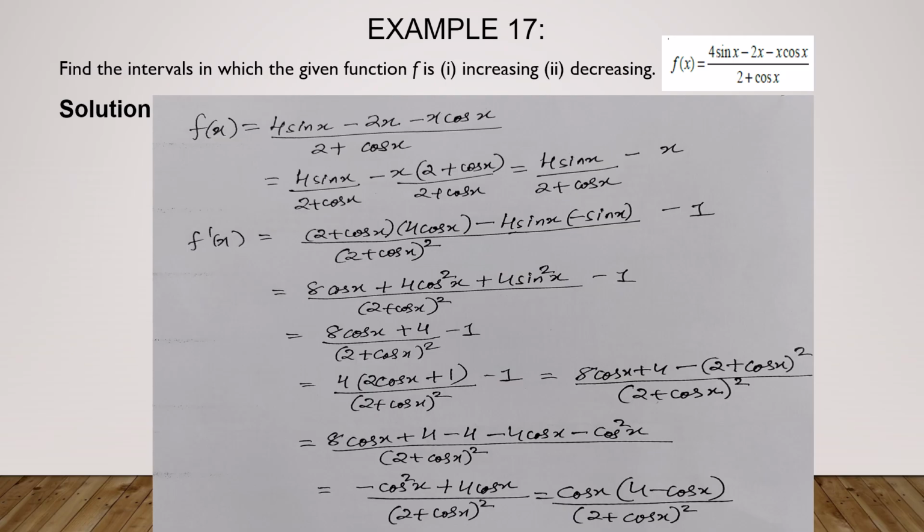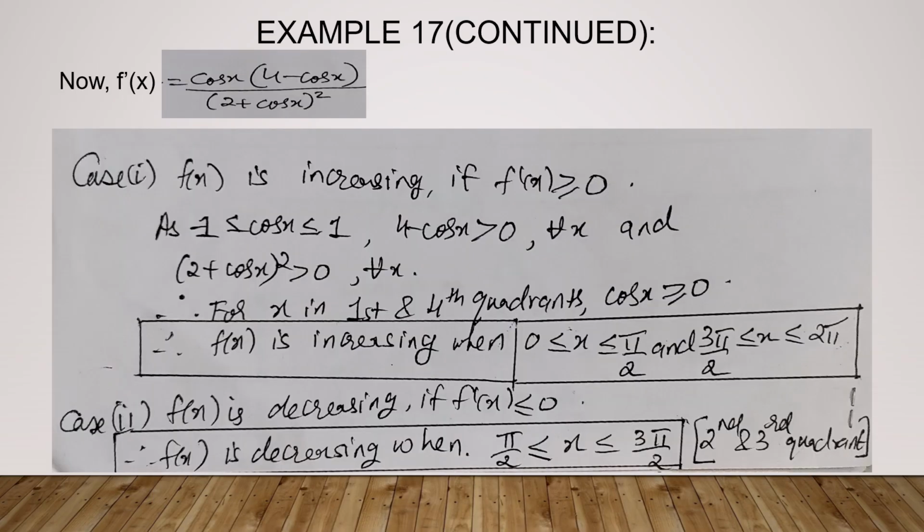After simplification, when you find the derivative, you will get f'(x) = cos x (4 - cos x)/(2 + cos x)^2. Now we have found f dash of x. First case is we want to find where it is increasing. By definition, f(x) is increasing if f'(x) is greater than or equal to 0. Now in f'(x), cos x ranges from -1 to 1, so 4 minus cos x will always be greater than 0. In the denominator also, (2 + cos x)^2 will be greater than 0. So it just depends on cos x.